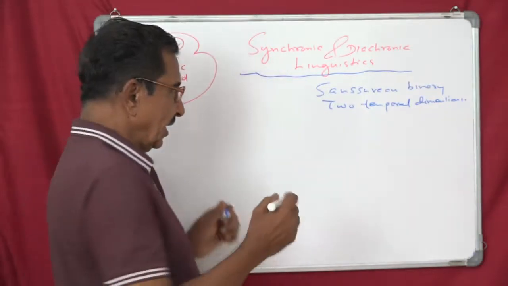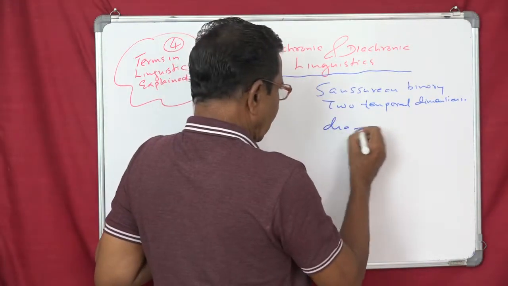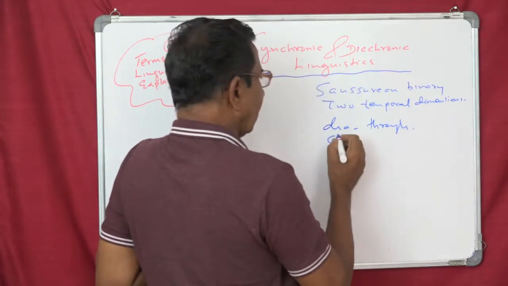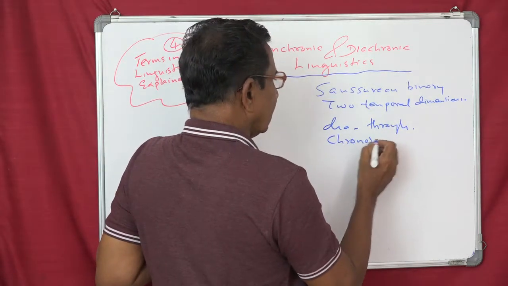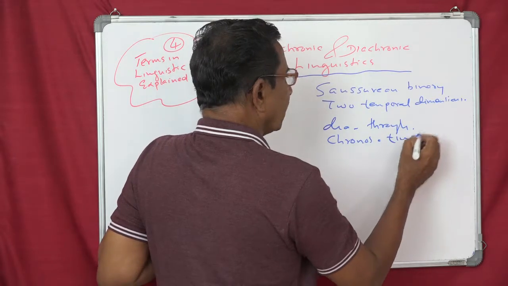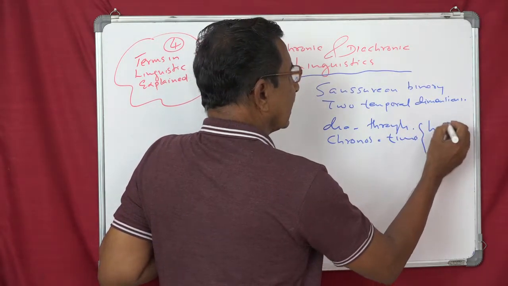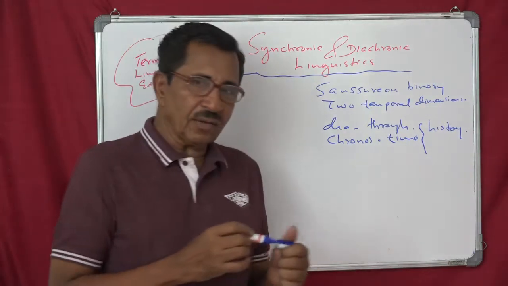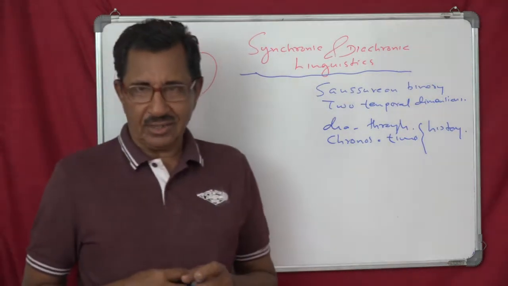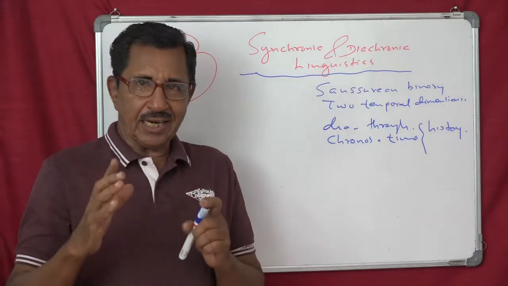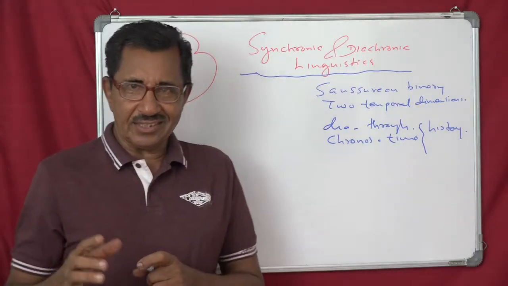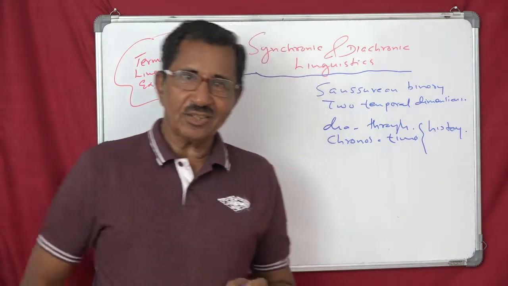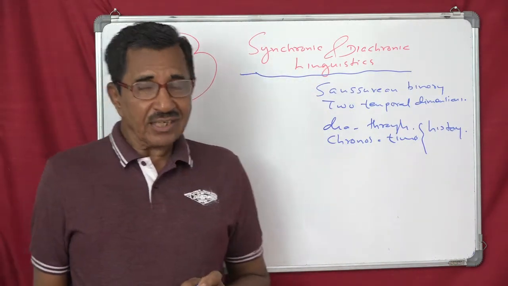Now the second one is very simple, diachrono, means through time. Dia means through, across. Then chronos means time. So through time is history. That's the meaning, history. So historical study of a language is diachronic linguistics. For example, if you study English from Old English to Modern English and also continue with that, then you can say that that is your diachronic study.